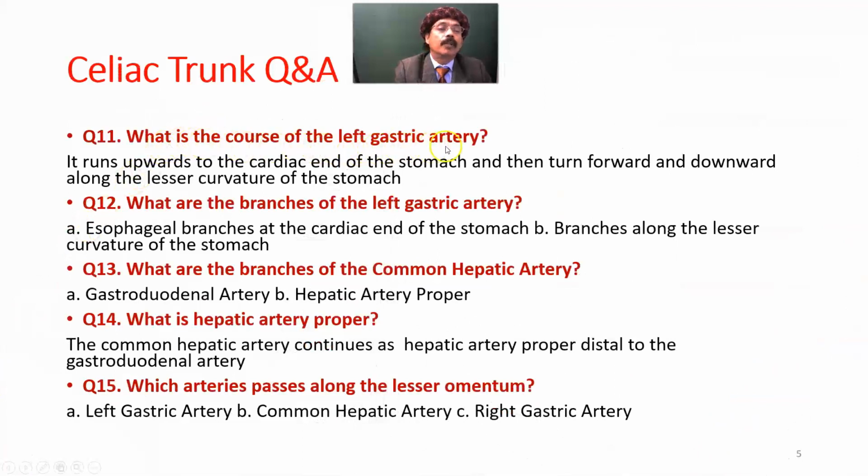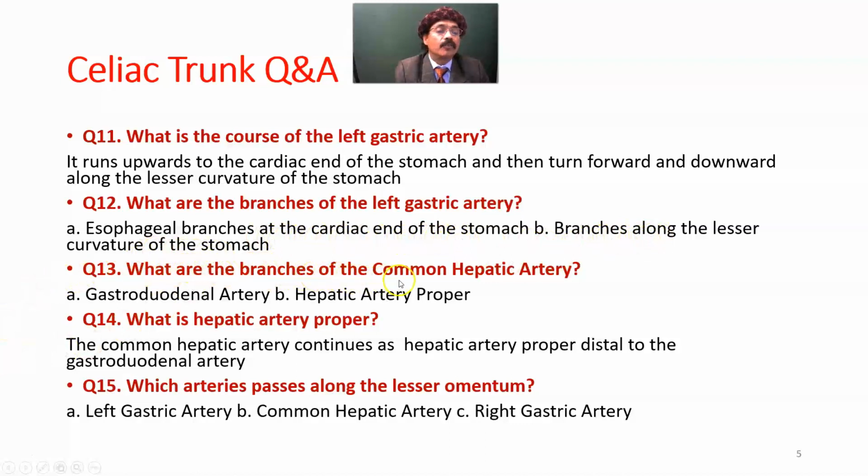What is the course of the left gastric artery? It runs upwards to the cardiac end of the stomach and then turns forward and downward along the lesser curvature of the stomach. What are the branches of the left gastric artery? Esophageal branches at the cardiac end of the stomach, and many branches along the lesser curvature of the stomach.